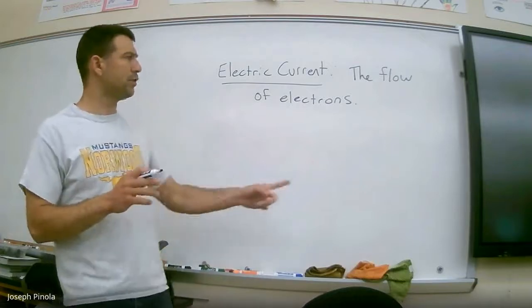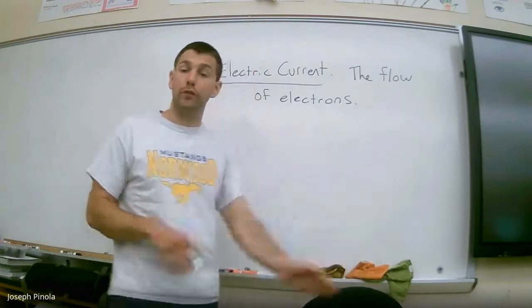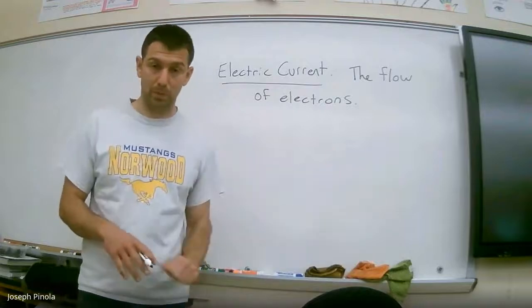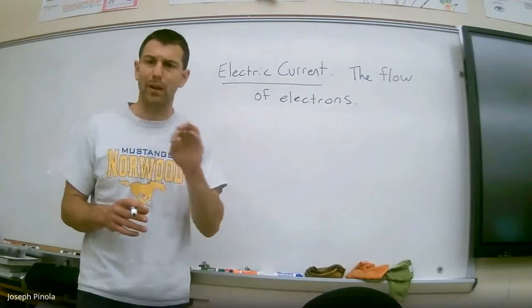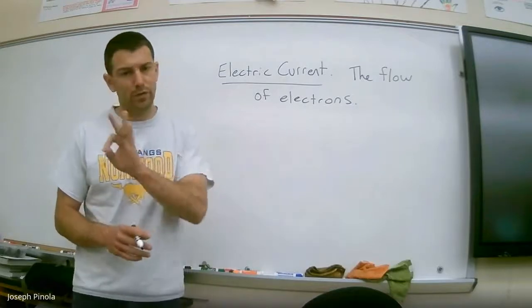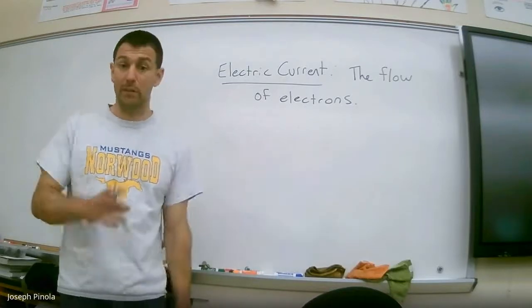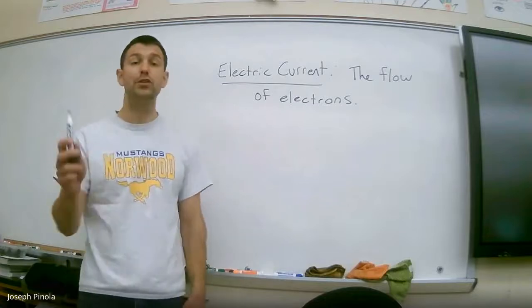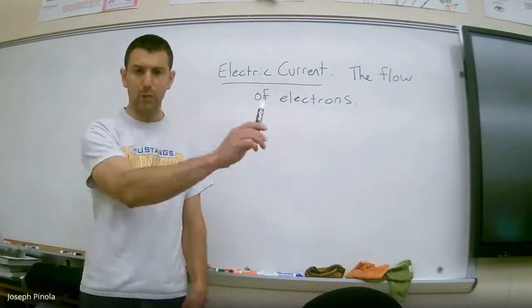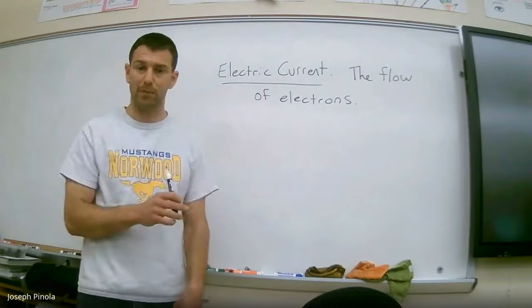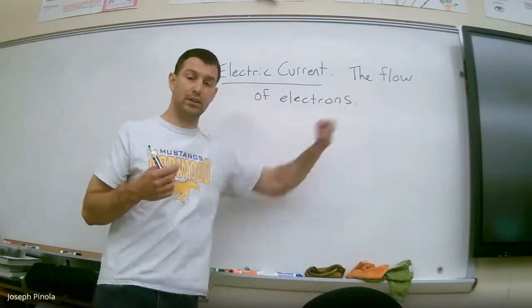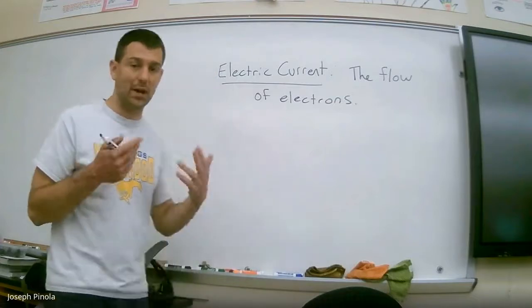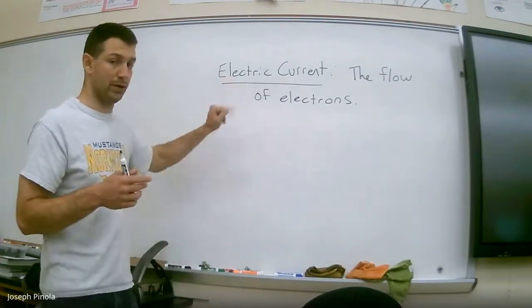Also, it's important to note the word flow. Flow implies that it's moving from one place to another. The electrons are moving almost like water molecules in a river. They're moving from one place to another. Me? I was moving in a circle. I was flowing in a circle around the table. So I was an electron that was flowing in a circle, meaning that I was representing electric current.